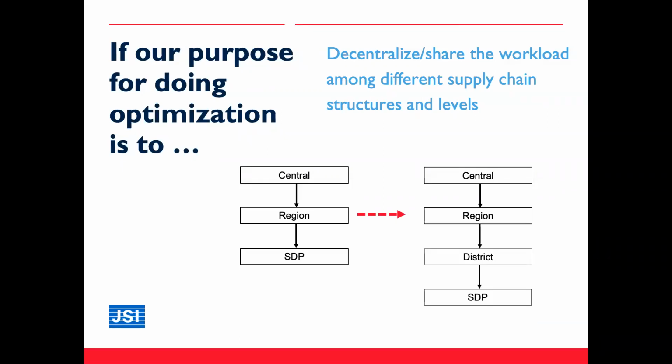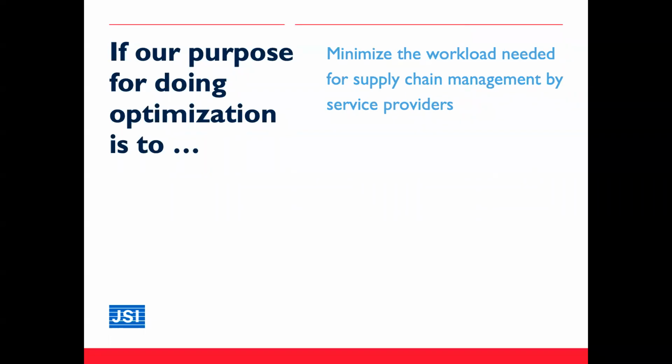So if the current system is central to district to service delivery point, then we might make it central to region to district and then to service delivery point. We would have to see what kinds of investments we would need in terms of regional level warehouses. If the current system is central to regional to service delivery point, one option might be to remove the regional level and move that down to the districts. In any case, either of these or other changes as well might share the workload more equitably. Let's look at another example.